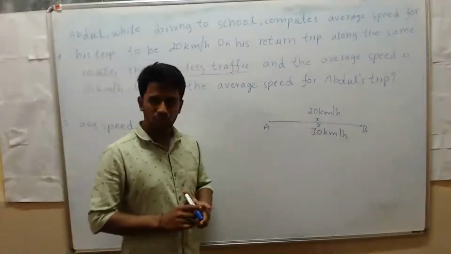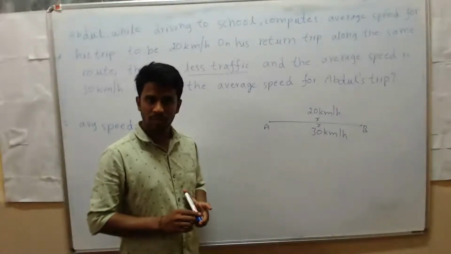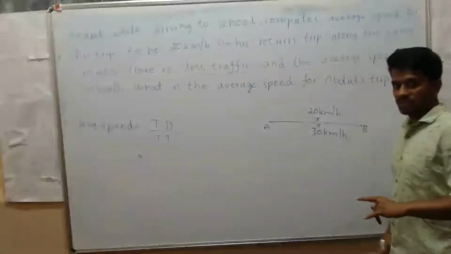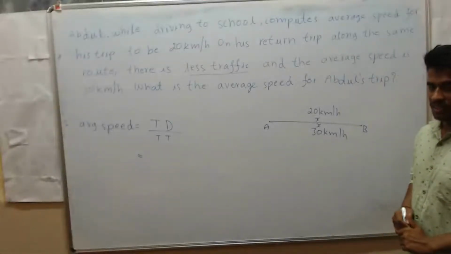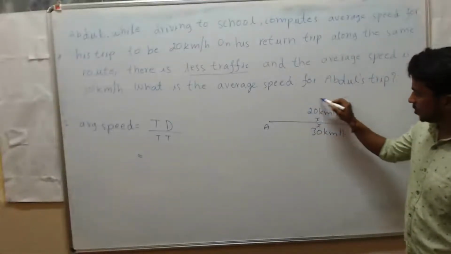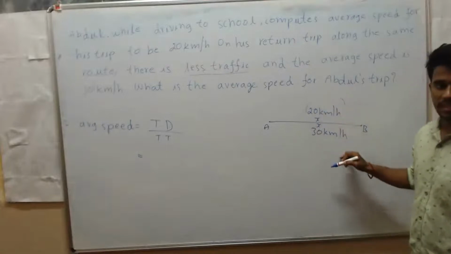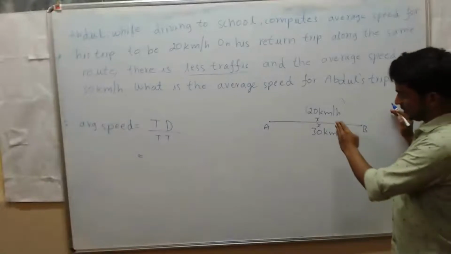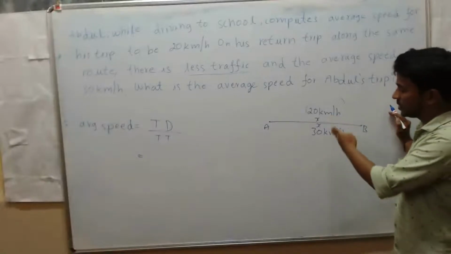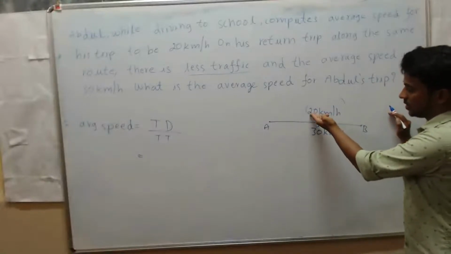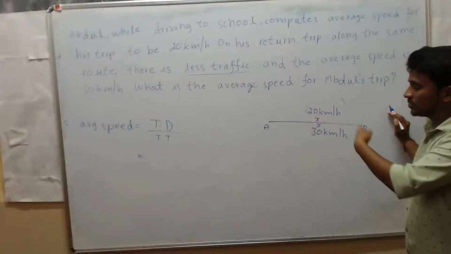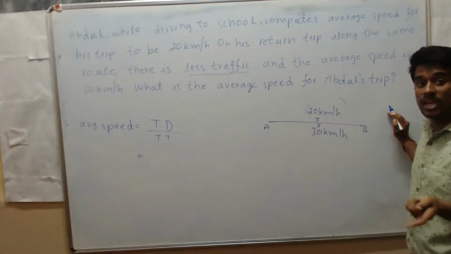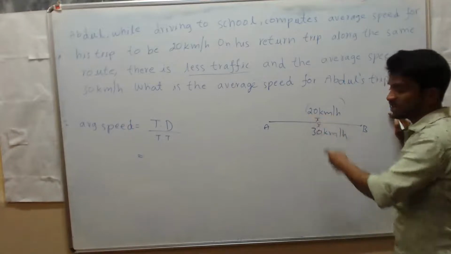Here the distance is the same. Do you think that the time is also the same? See here, the distance is the same. If the time is also the same, then it is impossible, right? If the distances are the same and the times are the same, then the speed should be equal, and you will get the same average speed. So due to the change in time, the speeds are different.